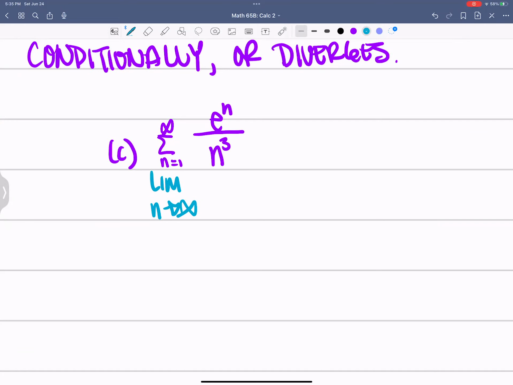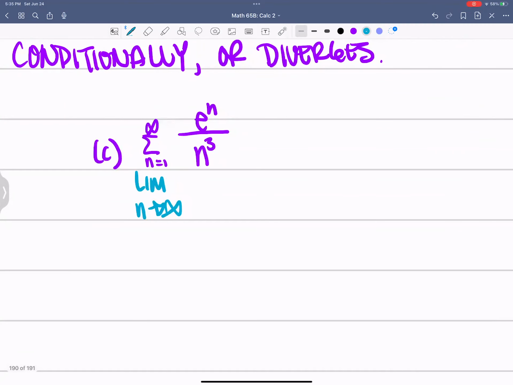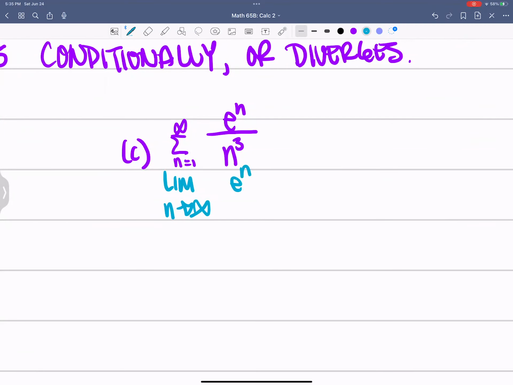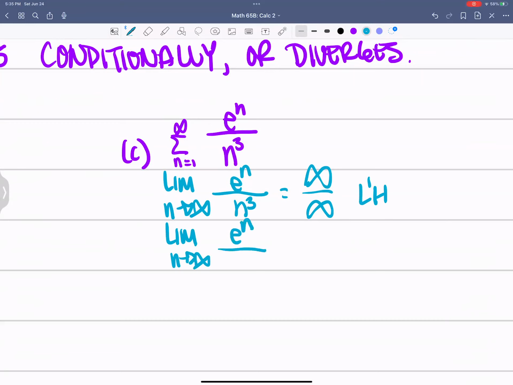So we're taking the limit of e to the power n over n cubed. So this gives us infinity over infinity. So we could do L'Hopital's rule. That's going to be the limit as n approaches infinity of the derivative of the numerator, e to the n, over the derivative of the denominator, 3n squared. Apply the limit, we have infinity over infinity again. Let's apply L'Hopital's rule again.